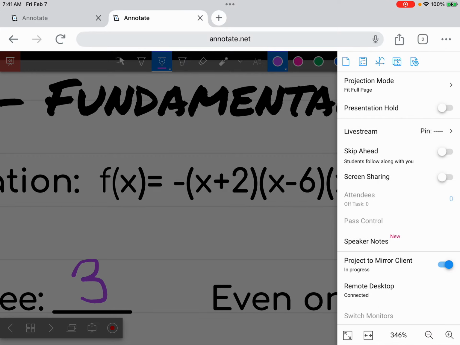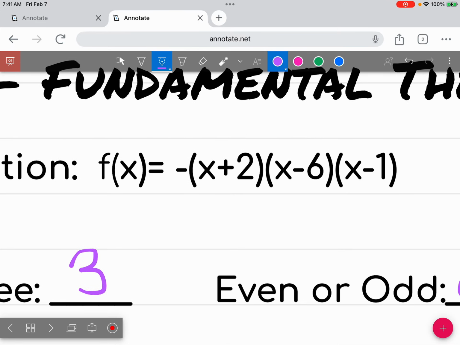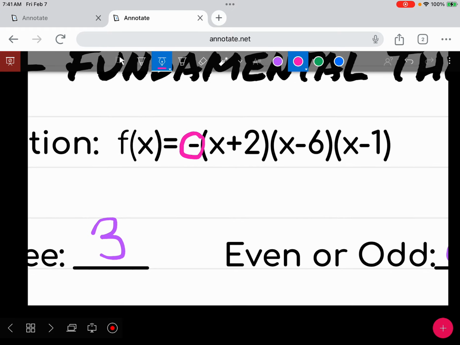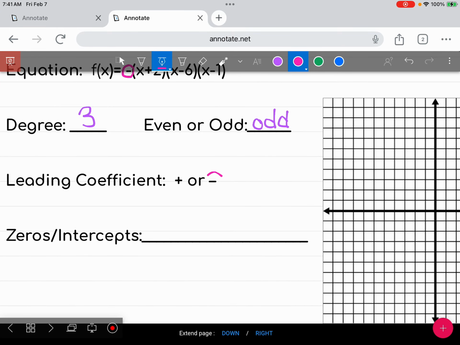I'm going to zoom in on the polynomial for us real quick. Our leading coefficient, is it going to be positive or negative? Negative, because of this guy right here. We've got a minus sign in there. Back up. So we know this is going to be negative. So once we know it's odd and we know it's negative, what's going to happen with our arrows?